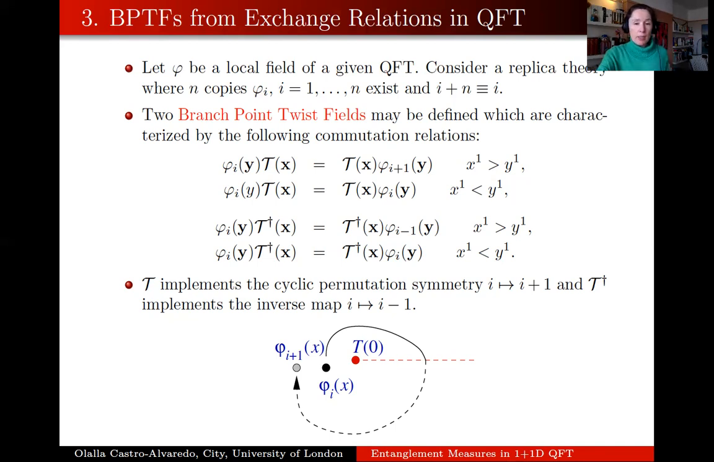Now, having said this, many of you will be familiar with the fact that in the earlier work of Calabrese and Cardy, there is also a notion that entanglement is connected to correlation functions of some fields.